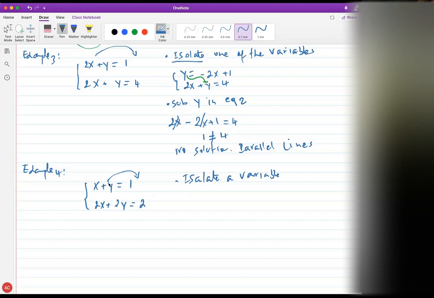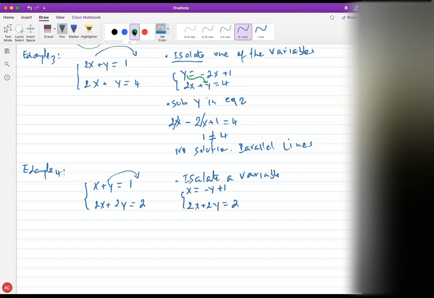Okay, so again, what happens to plus y if we move it to the other side? What happens to positive y if we move it to the other side with the equal sign? Equal to 1 minus y. That's right. So positive y turns into negative y, and the 1 stays the same, positive 1. Okay, we don't want to change the second equation. All right, good. So we isolated one of the variables.